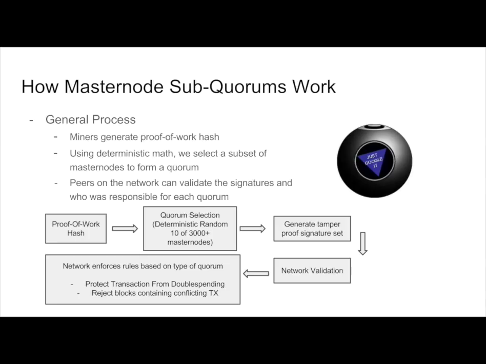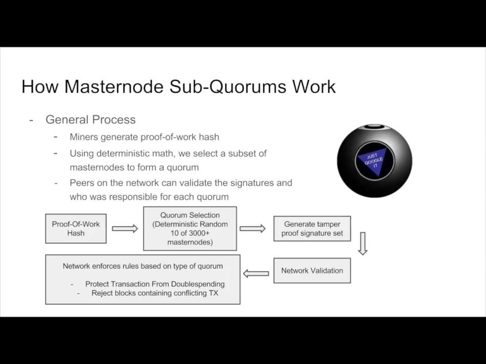At a lower level, the Sub-Quorum system works by taking the mining proof of work from a block. And the mining proof of work hash is a very, very large number that cannot be forged. And it takes the entire network a period of time to generate that. And they're generated continuously. And so using that secure number, we then select 10 masternodes based off of their numbers.